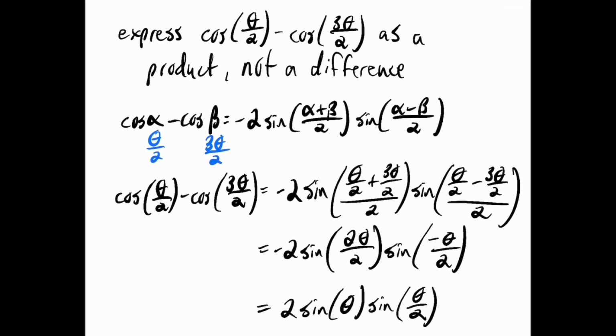As with the previous example, the previous video, we didn't solve for anything. We didn't get a number. We're just exploring what rearrangements we can do with a product-to-sum or sum-to-product formula.